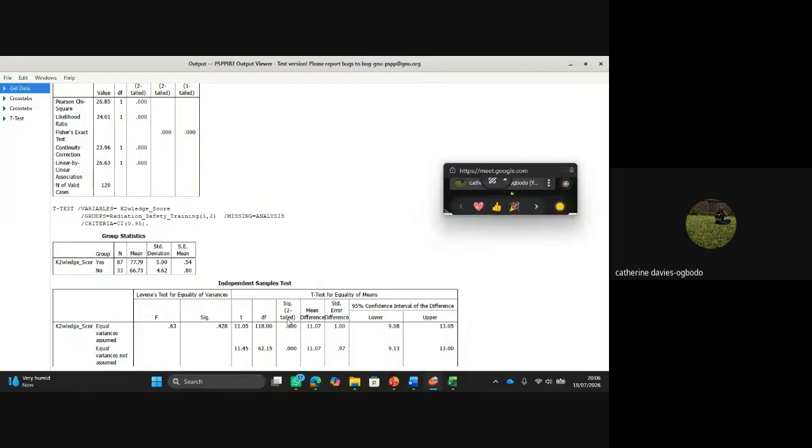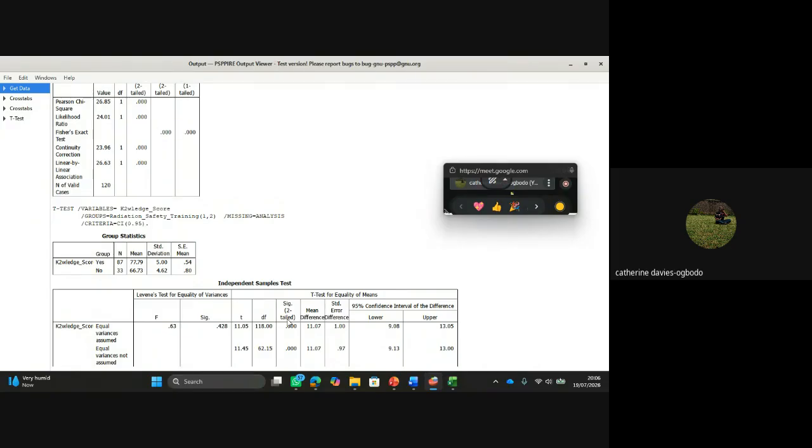So we are saying that no, radiographers who received radiation safety training, that's what the null hypothesis is saying, do not have higher knowledge scores than those who did not. That's what it's saying. Meanwhile, the alternative is saying that radiographers who received radiation safety training have higher knowledge scores than those who did not. So it's saying the opposite.